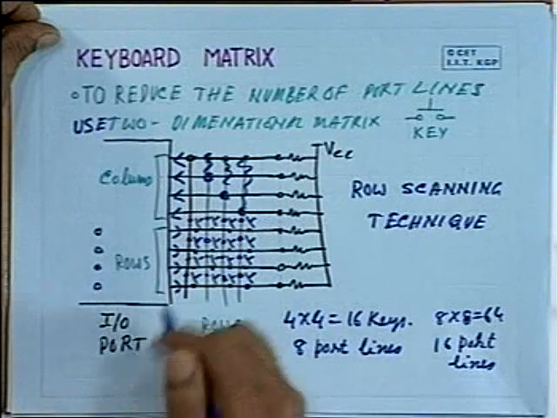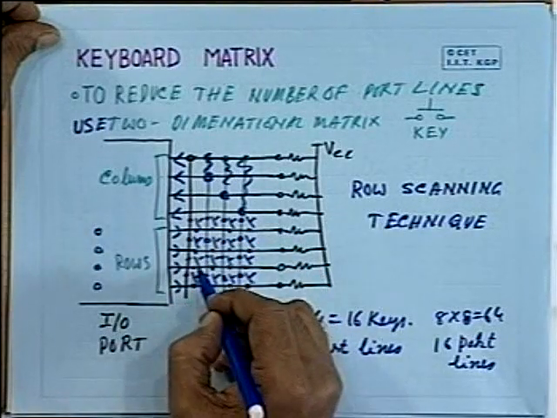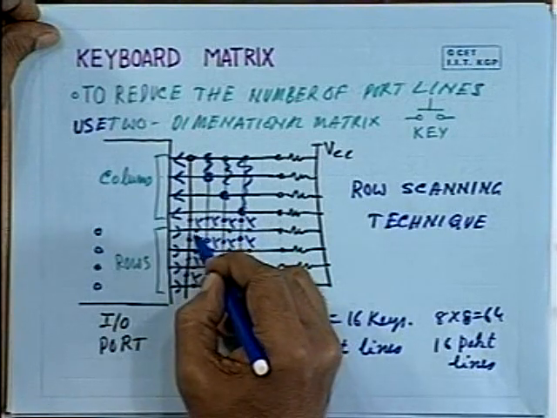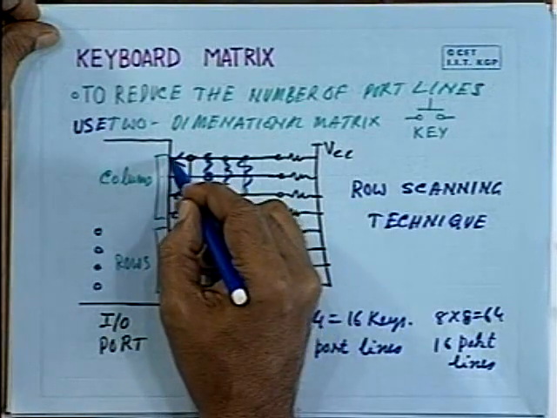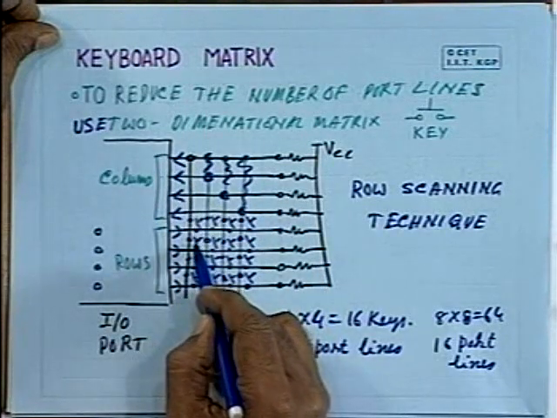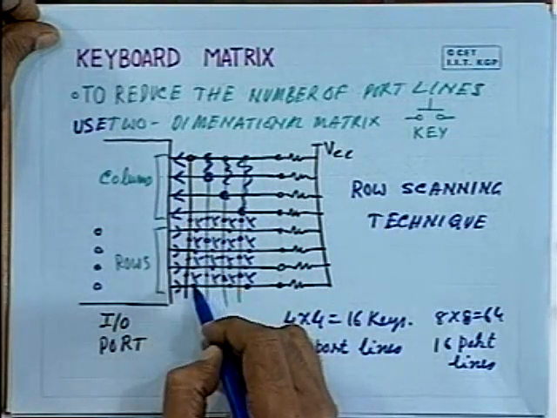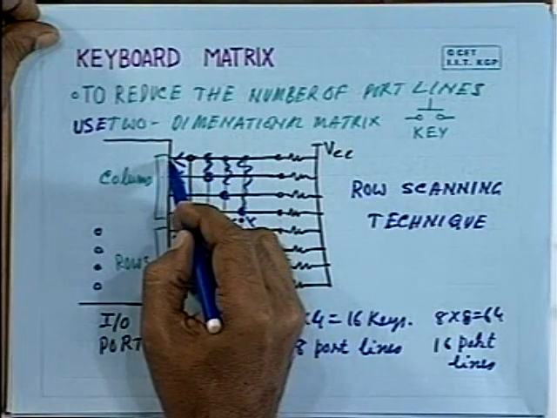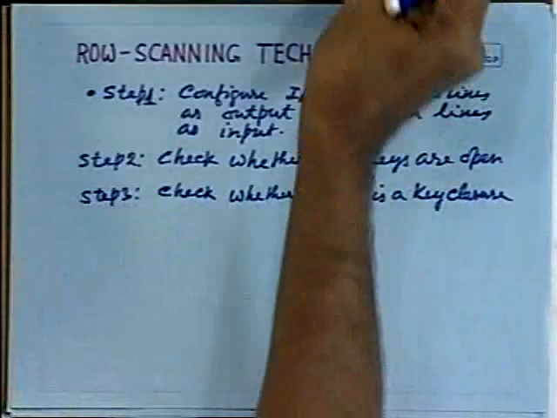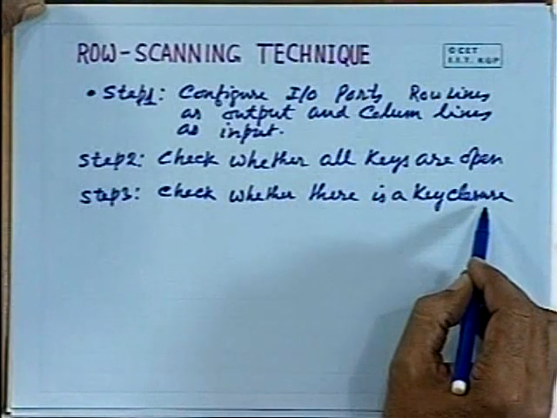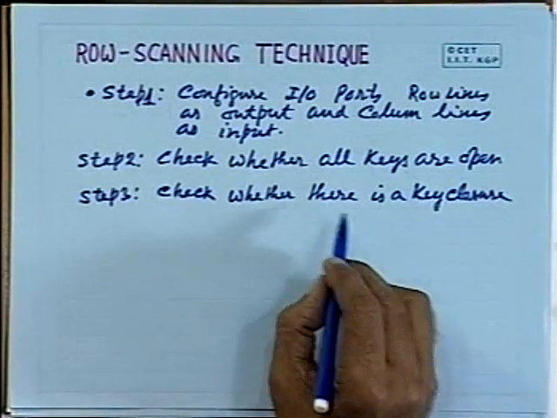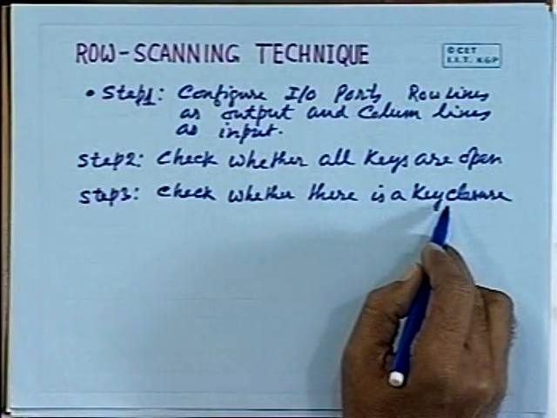But you cannot tell for sure which key has been depressed. That means if any one key of this particular column is depressed, then you will read this line 0, but you cannot say whether it is this key or this key or this key, which key has been closed. You only know that a key closure has taken place. So you will make all the row lines 0 and read the column lines, and if there is any bit 0, then there is a key closure.